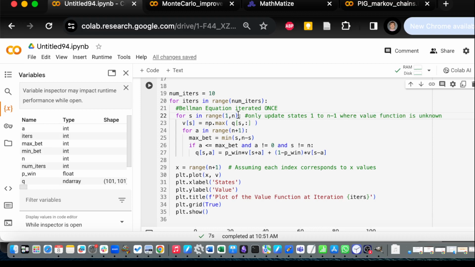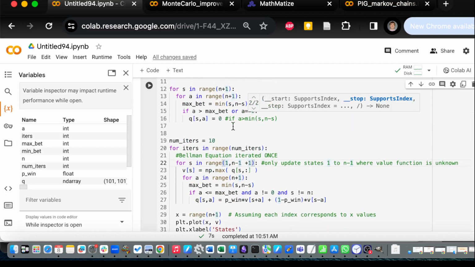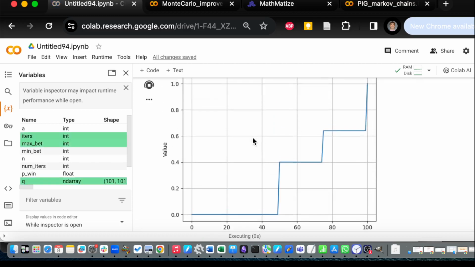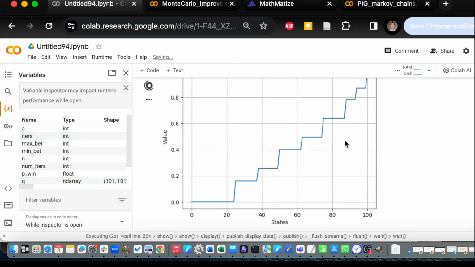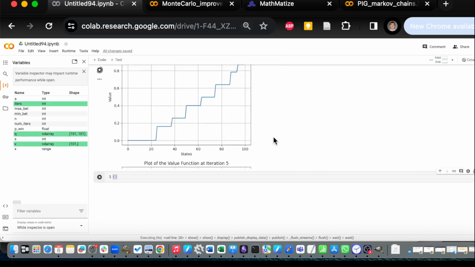Sometimes in my code, I will write things like this to remind myself. N is actually N minus 1 plus 1, so this only goes up to N minus 1. That way, I only update states where the value function is unknown. I don't need to update the states where the value function is known. In fact, I'm getting a bug because I did. So let's do that. We'll put this thing back to -1. That actually was helpful in identifying the bug. Okay, and now let's take a look at our plots.